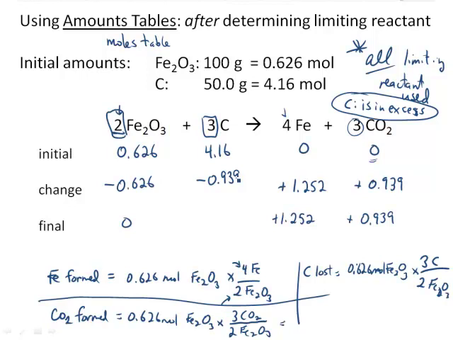So it's 4.16 minus 0.939, and that comes out to 3.221 moles of carbon that are left over. So at the end of the reaction, you know you have 0 moles of iron oxide, 3.221 moles of carbon, 1.252 moles of iron, and 0.939 moles of carbon dioxide. And you can then convert those into grams.